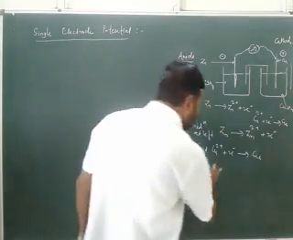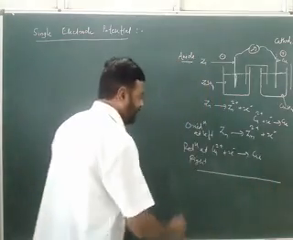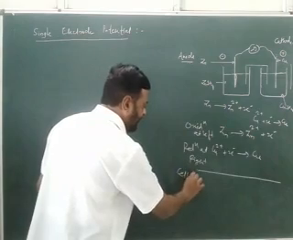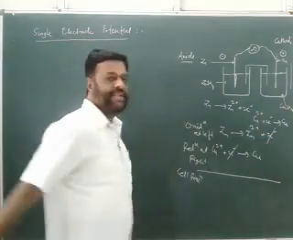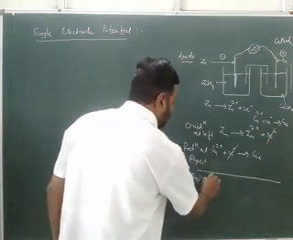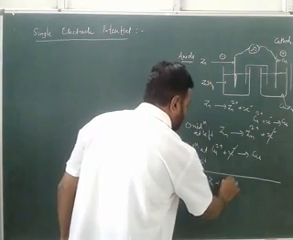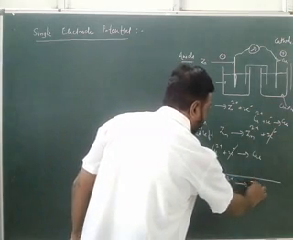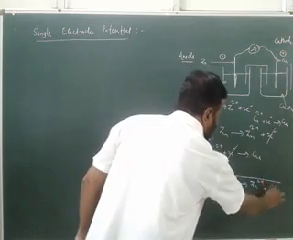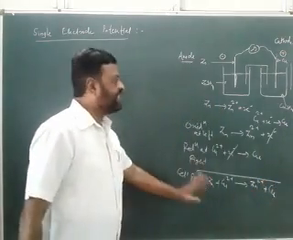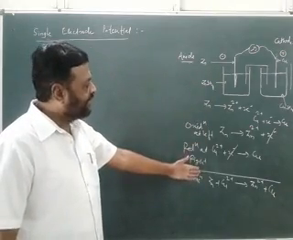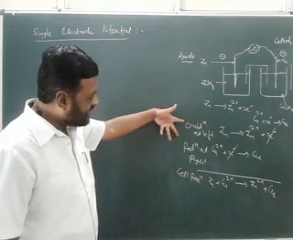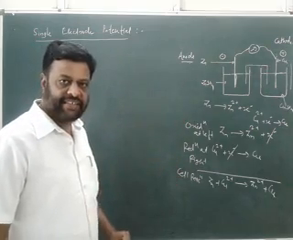And the overall reaction, the same reaction: this 2e- gets cancelled. Zn plus Cu2+ gives rise to Zn2+ plus Cu. So this is the cell reaction. So this is about the Daniell cell, that is, the half cell reactions and the cell reaction.